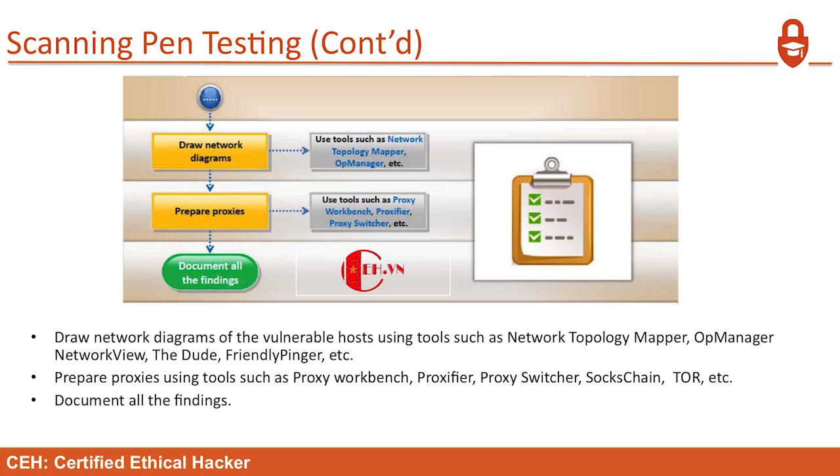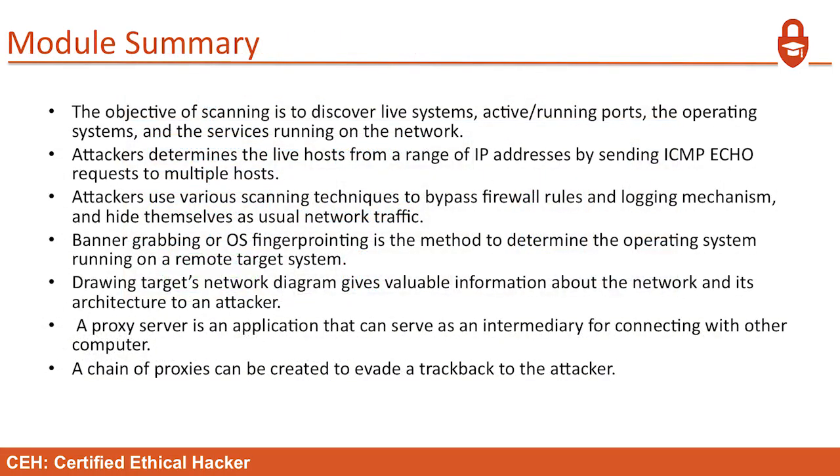And then you want to draw the network diagrams of the vulnerable hosts using tools like Network Topology Mapper, OpManager, Network View, The Dude, Friendly Pinger, and prepare proxies using tools such as Proxy Workbench, Proxifier, Proxy Switcher, and SocksChain, Tor, etc. Tor is the onion router that we discussed previously. I recommend that not anyone uses it, and you want to document all of the findings. And in summary, the objective of the scanning is to discover live systems, active running ports, the operating system, and the services running on the network. You kind of do that in that order, right?